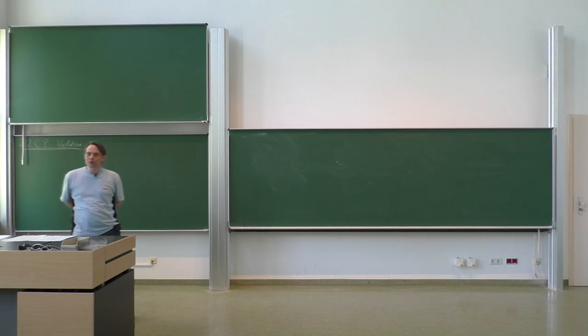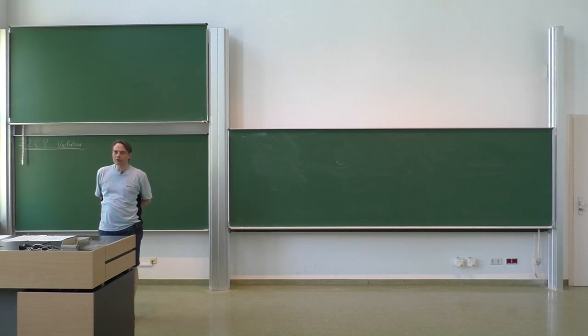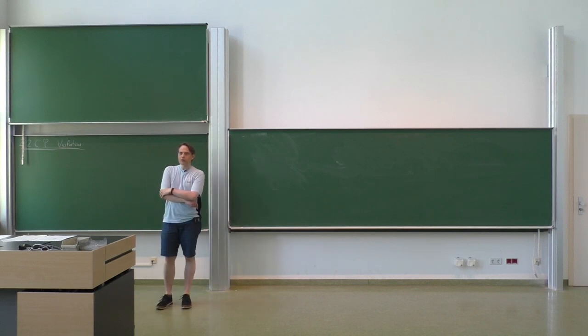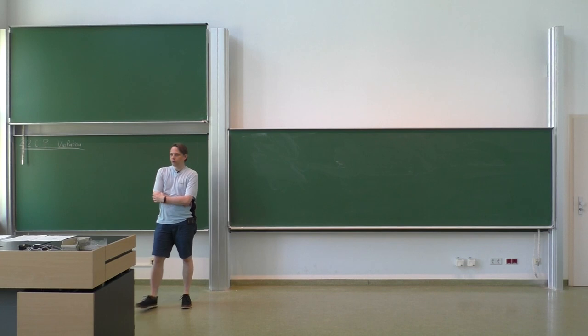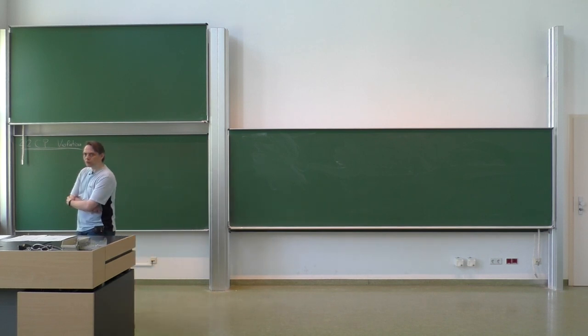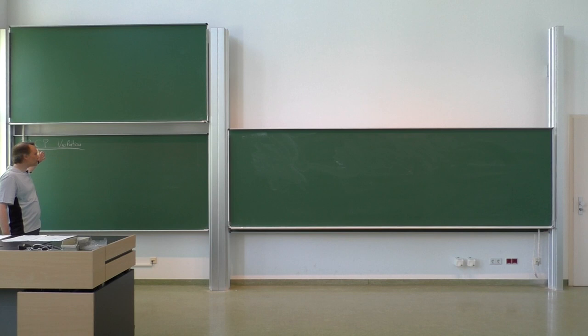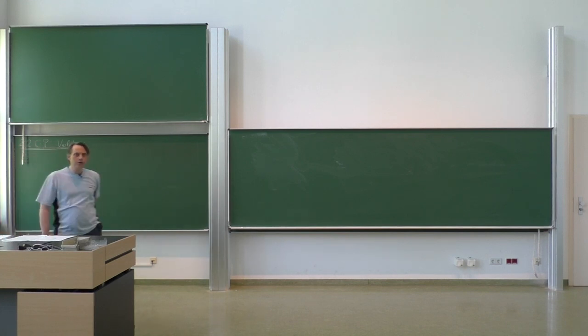All right, let us continue with our lecture on the electroweak standard model. The last time we started with discussing three generations of fermions, of quarks and leptons, and we focused in particular on the CKM matrix, which governs the mixing and the transitions between the different generations. And today we come to a different topic, namely CP violation.